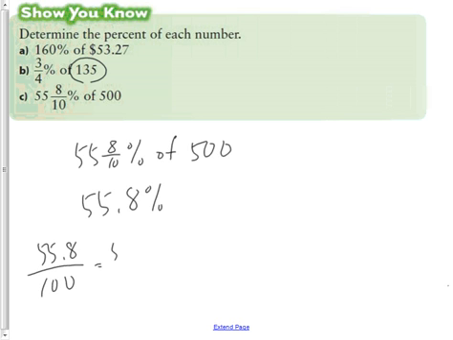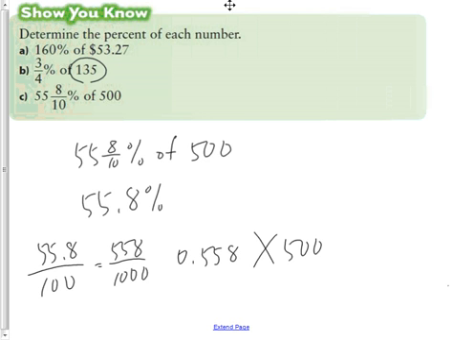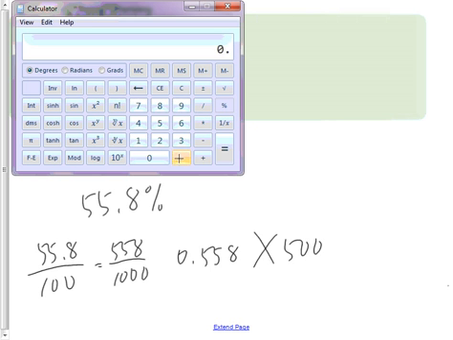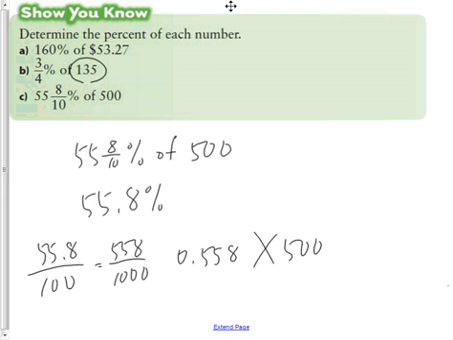55.8% would be 558 over 1,000. That's an equivalent fraction with no decimal in the numerator, which is 0.558. So 55 8/10% of 500 is a calculation: decimal 0.558 times 500. Again, we're not dealing with money, but it's exactly 279. Okay? And that's how you use a calculator to calculate percentages of numbers.